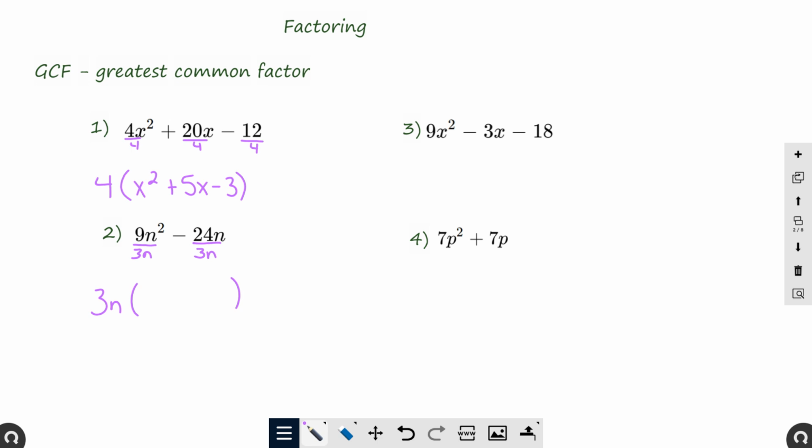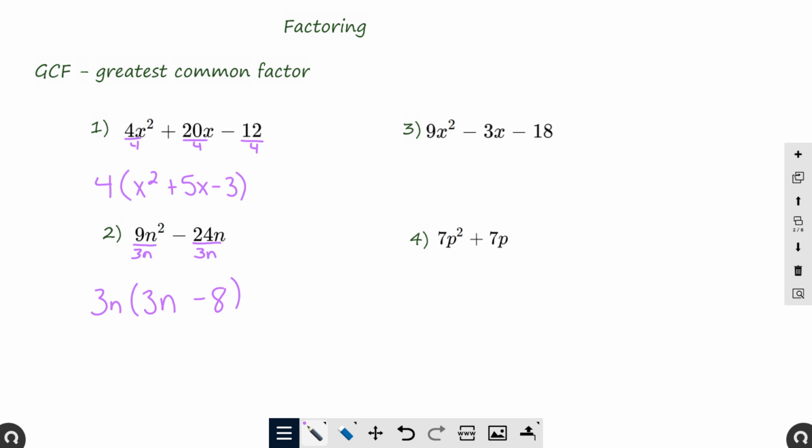All right, what is 9n squared divided by 3n? 3n, and then on this one we'd have minus 8. Do I need an n with this 8? No. Remember, if there's a power over a power, you subtract. And so n over n cancels out as well. Look inside your parenthesis. What's the GCF of what's inside the parenthesis? 1. If I distributed back, would I get the same thing? Yes.